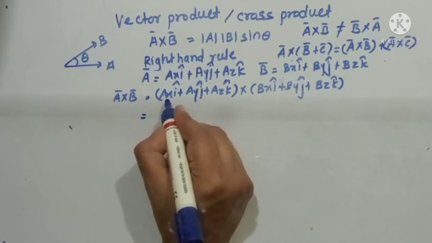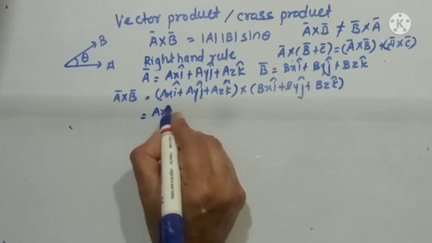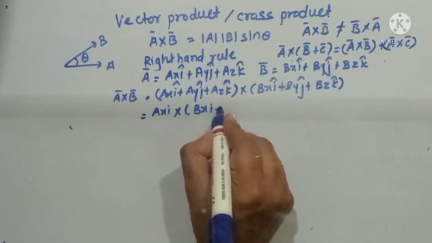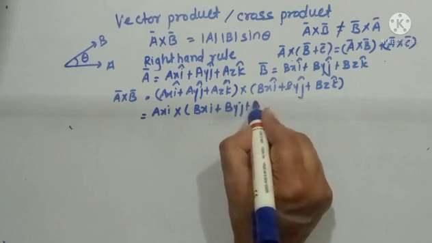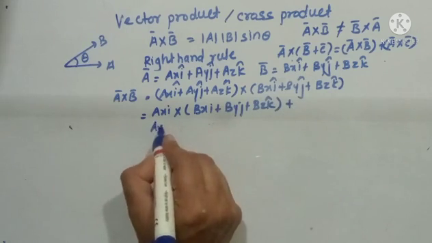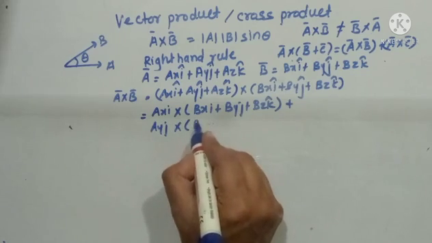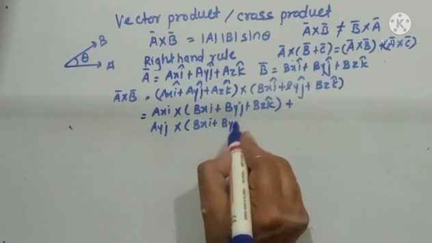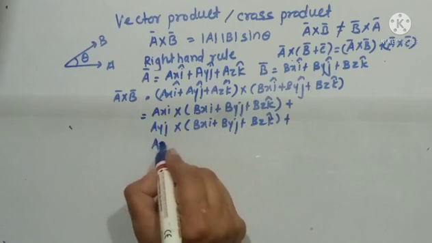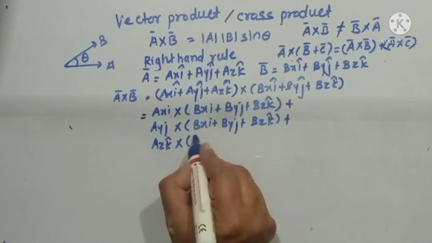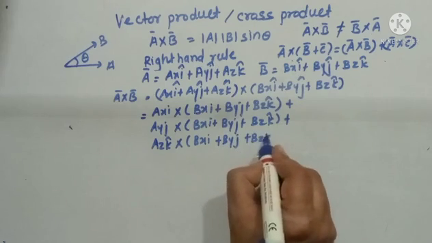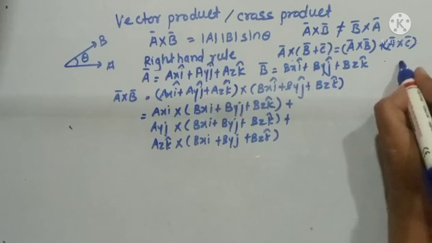So let us take a cross product of each and every term with the bracket. You just remember this diagram.